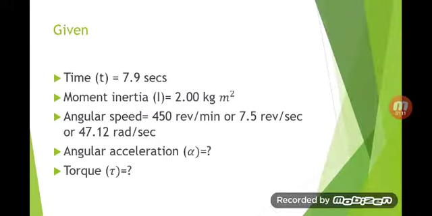Your given time, which is 7.9 seconds, your given moment of inertia, which is 2.0 kilogram meter squared, and your given angular speed, which is 450 rev per minute, which, when you divide it and turn it to seconds, is 7.5 rev per second, and if you multiply it by 2 pi to make it rad per second, it becomes 47.12. So all you have to do is find the angular acceleration and the torque.